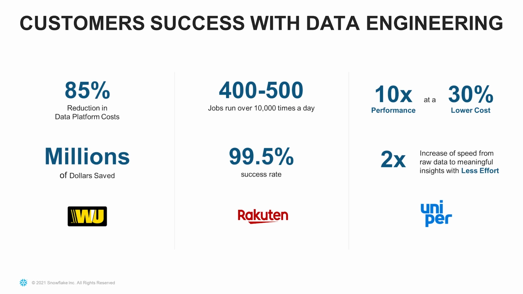Uniper generates and trades energy across Europe and North America. What they experienced is almost 10 times performance improvement at 30% lower cost of running data pipelines in Snowflake compared to the previous platform that they had. And this helped them make this data available to a larger number of users within Uniper, right? So it basically helped them democratize access to the data without worrying about performance and infrastructural bottlenecks. So all these innovations help us get motivated and even innovate faster.